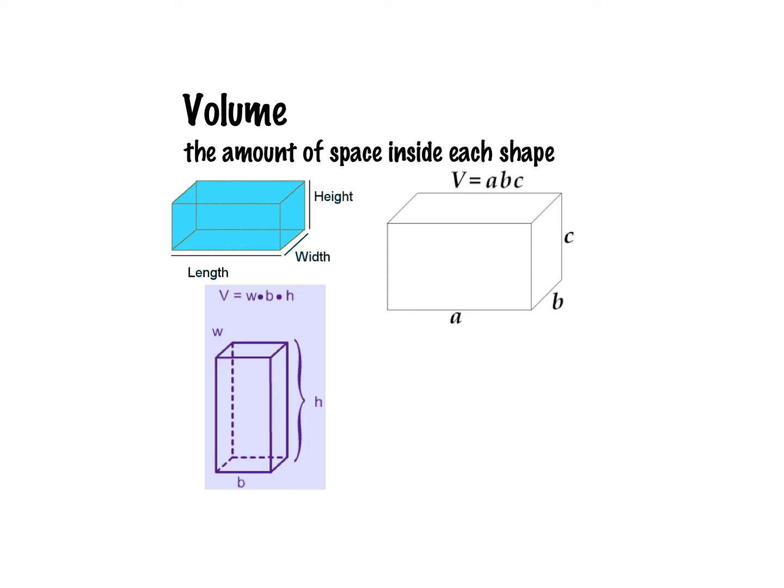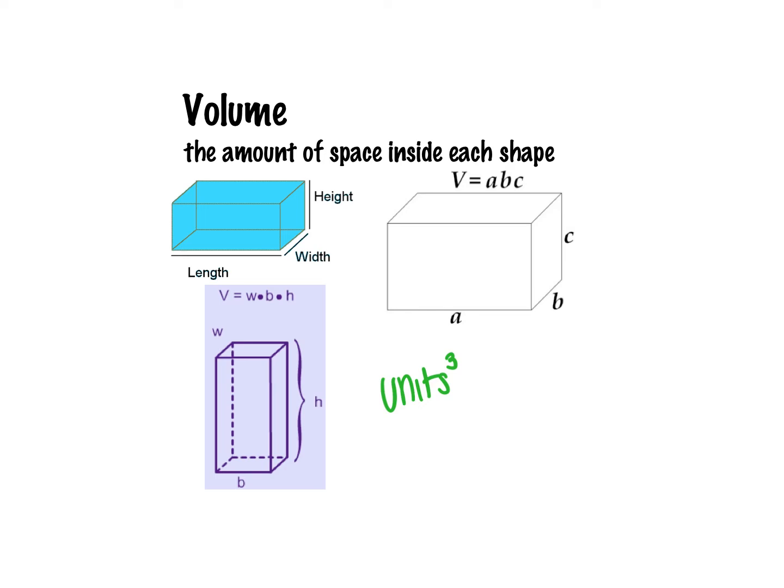So when we talk about volume, it's measuring the amount of space inside each 3D object. So if I were to fill each prism or cube up, it's how much it can hold. When we talk about volume, our units are going to be units cubed. So compared to area, when we used units squared, we're using units cubed for volume.